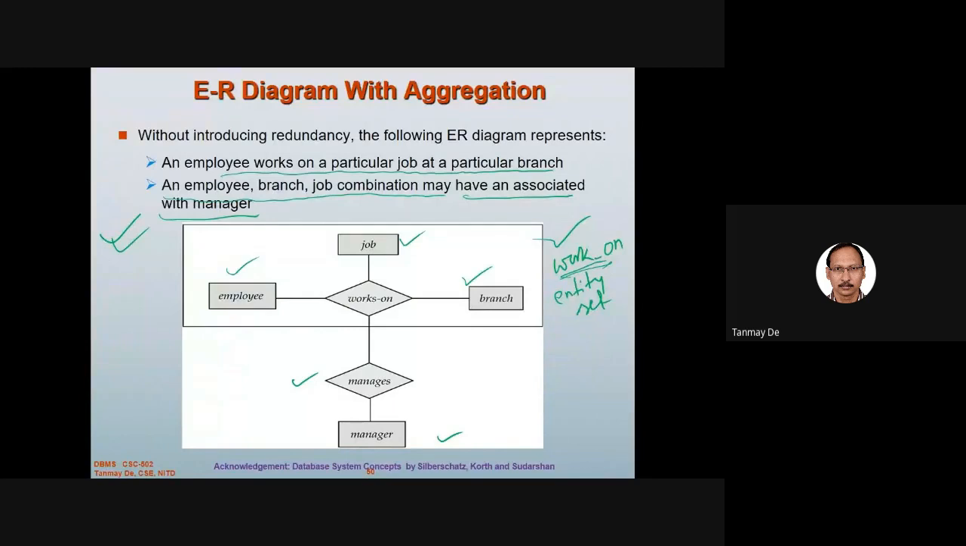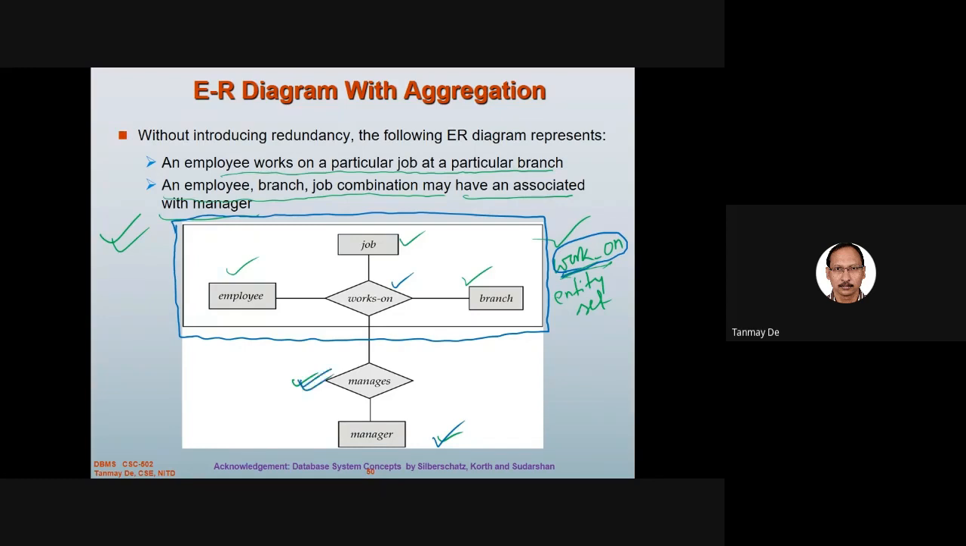That is this box. This is the aggregated part. This is one of the entity sets. This entity set consists of another three entity sets, employee, branch, and job, which are associated by the work on relationship. But logically, we can think of it as encapsulated or aggregated and treat it as one entity set. What is the name of the entity set? Work on, the same name as the relationship set. Now, this is associated with another entity set, manager, by the managers relationship.